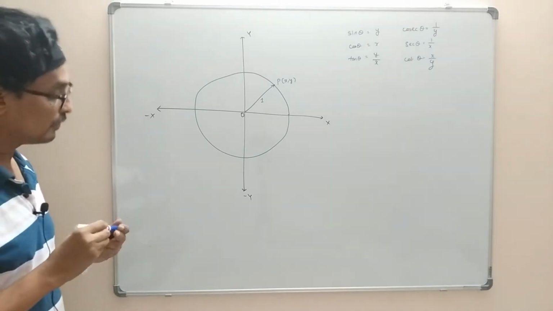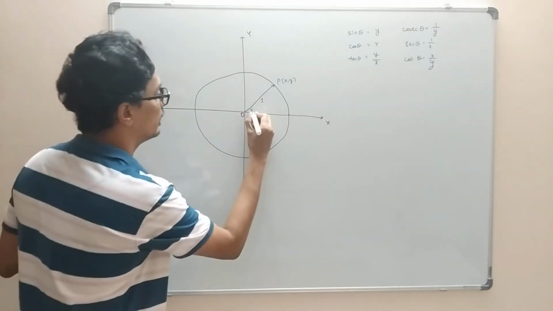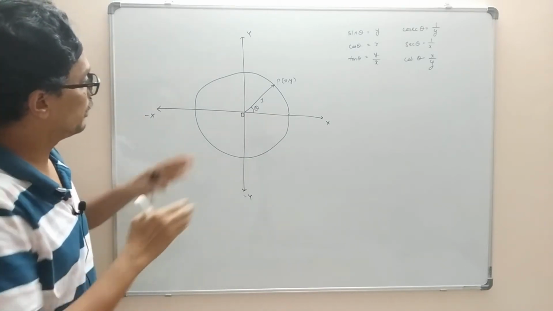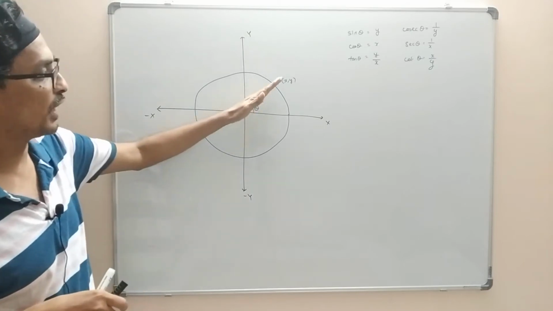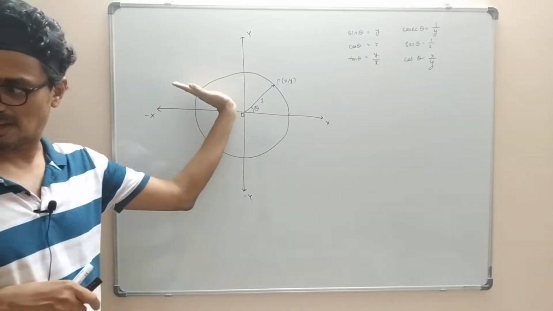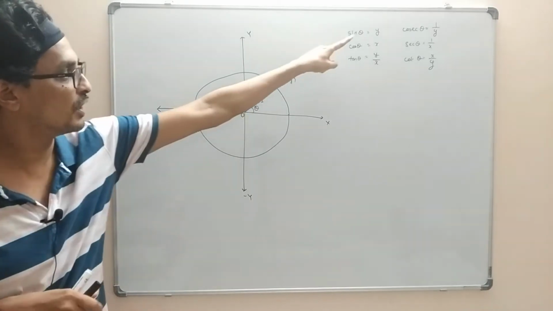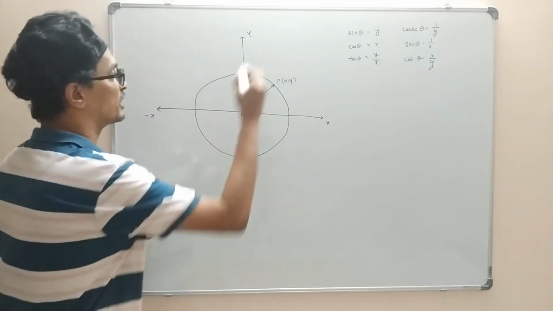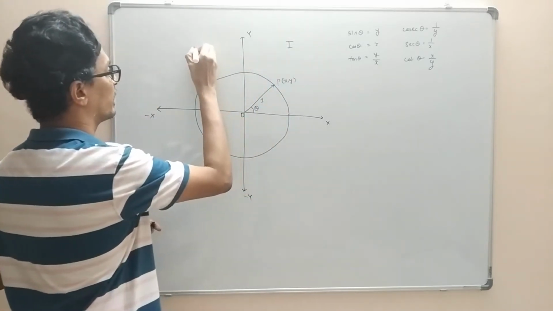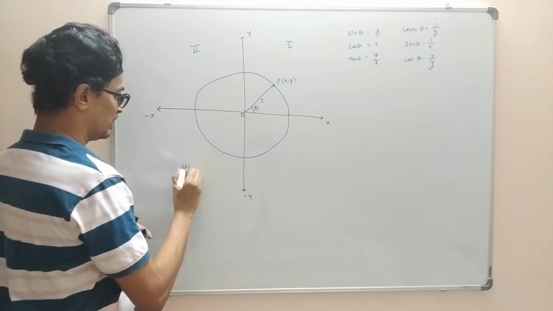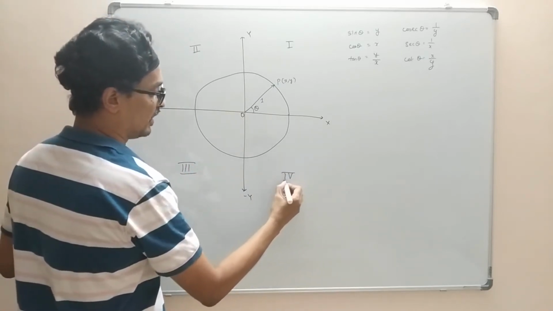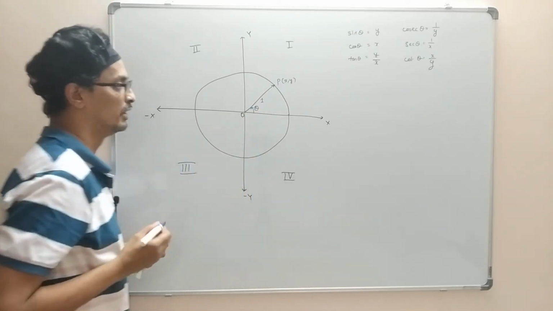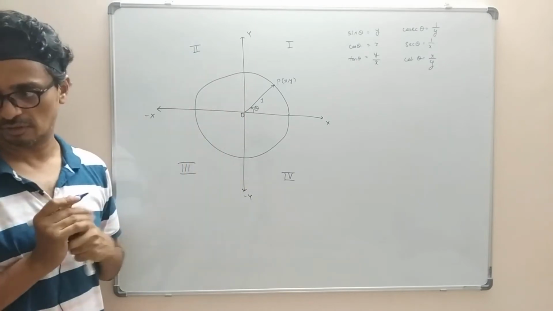Okay, this is angle theta. The interesting thing about this representation is you can always rotate the angle as much as you want and find the ratios, because all we need is the x and y point. So we know the quadrants: first quadrant, second quadrant, third quadrant, fourth quadrant. This is a directed angle. Let us find the sign of the trigonometric functions in different quadrants.